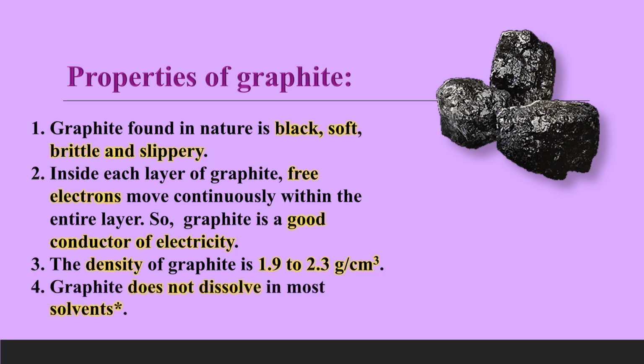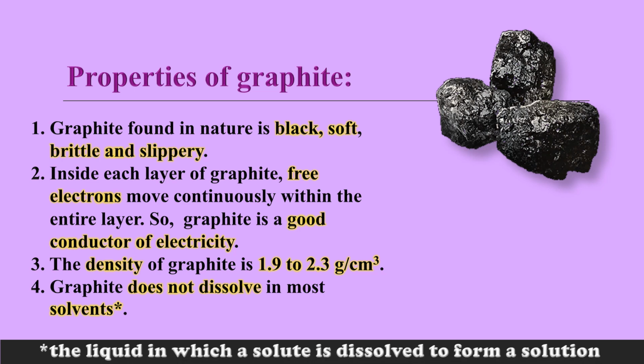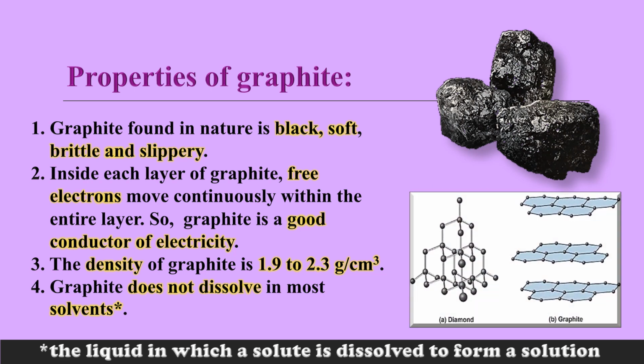Graphite does not dissolve in most solvents. A solvent is a liquid in which something dissolves, or a solute is dissolved to form a solution. And this is the difference between the structures of diamond and graphite.